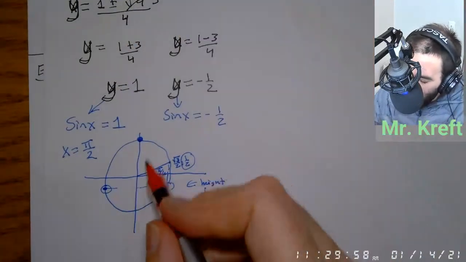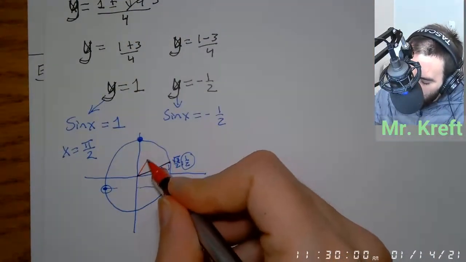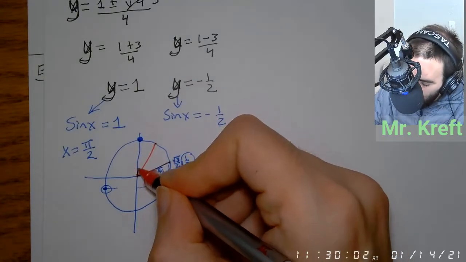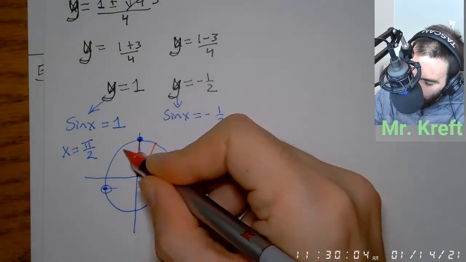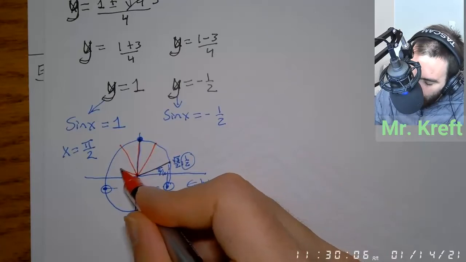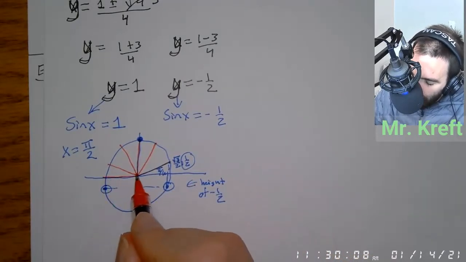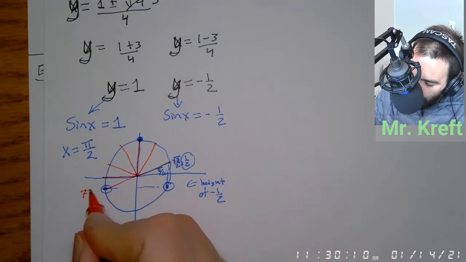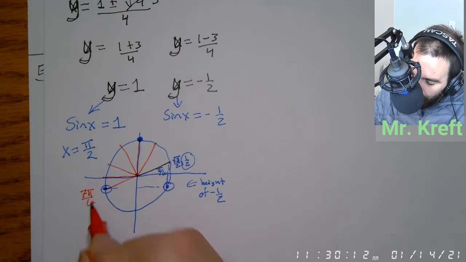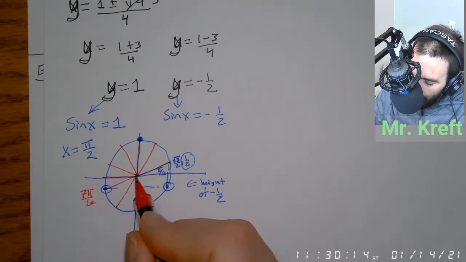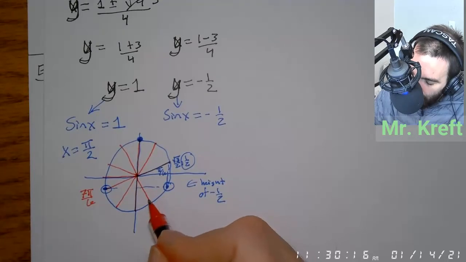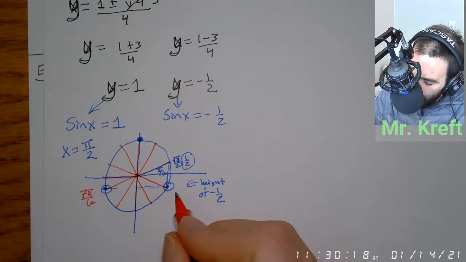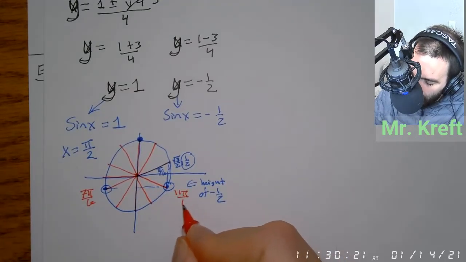Now it's just a matter of exploring and figuring out what angle gives me those positions. So let's count these angles. I got 1 pi over 6, 2 pi over 6, 3 pi over 6, 4 pi over 6, 5 pi over 6, 6, 7 pi over 6, 8, 9, 10, 11.